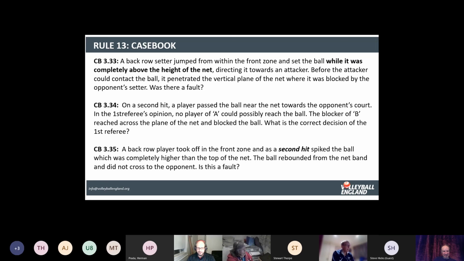It could be retrieved from the net by a player who would produce some great skill to get it through the crossing space, but it's still in play. So absolutely, it's not a fault, because this is a clear situation: the attack hit has not been completed, and therefore it's not a fault.